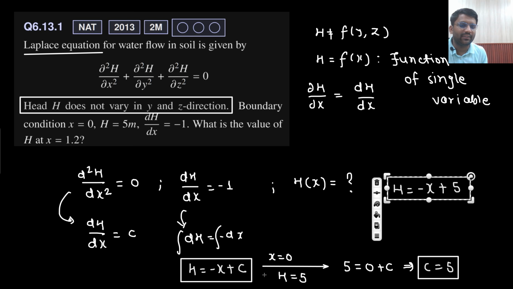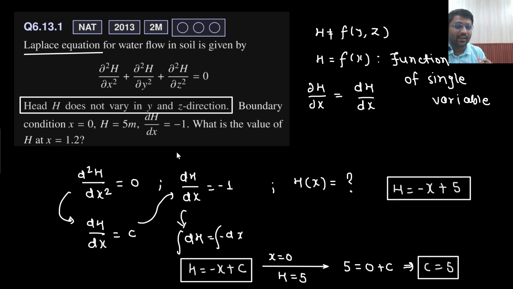And all the data and everything was given just to confuse you. We started with this, that it is not a function of y and z. That means they are needless. They are given 0. That means del square h by del x square is given 0. That means del h by del x has to be constant, which is also given, equal to -1. Understandable? Now you integrate.